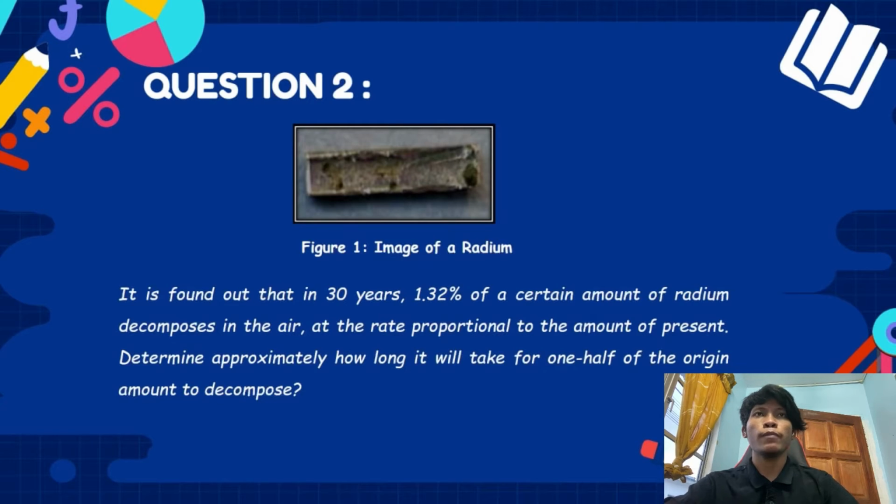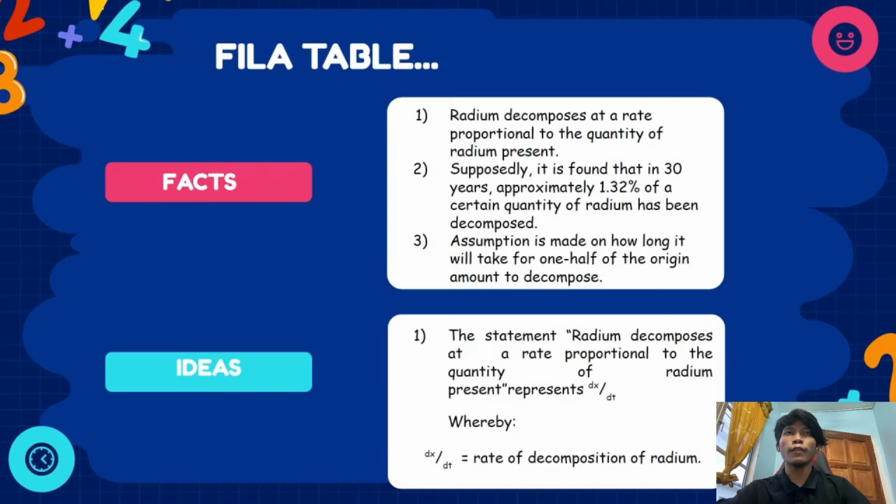I will discuss the filler table for question 2. For question 2, it is found that in 30 years 1.32% of a certain amount of radium decomposed at a rate proportional to the amount present. Determine approximately how long it will take for 1/2 of the original amount to decompose. The filler table is divided into three main points, which are facts, ideas and learning issues.